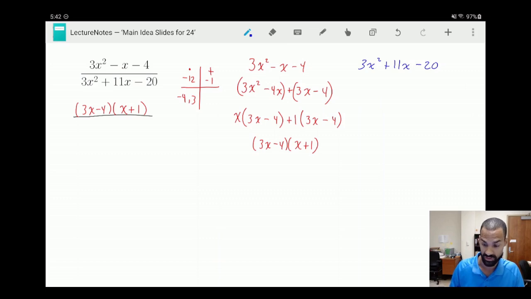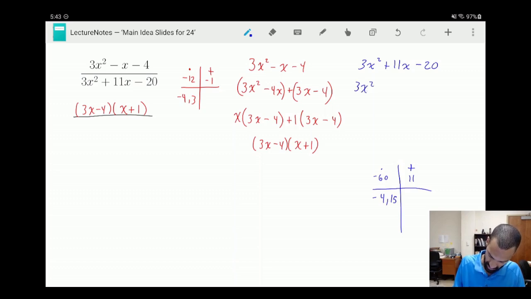Now I'm going to factor 3x squared plus 11x minus 20. So I'm going to start off by multiplying 3 times negative 20. 3 times negative 20 is going to be negative 60. I need two numbers that multiply together to be negative 60 but add together to be 11. So that's going to be what? Negative 4 and 15. Negative 4 times 15 is negative 60. They add together to be 11. So I'm going to use that to split 3x squared minus 4x plus 15x minus 20.